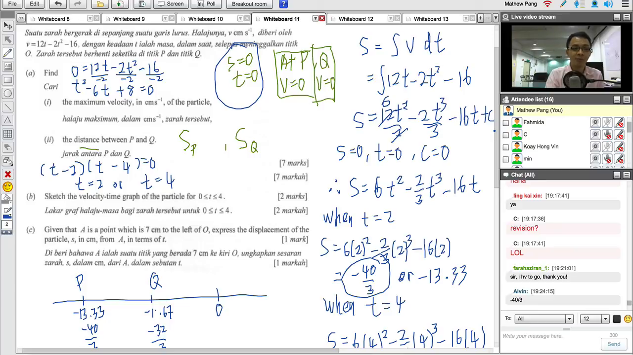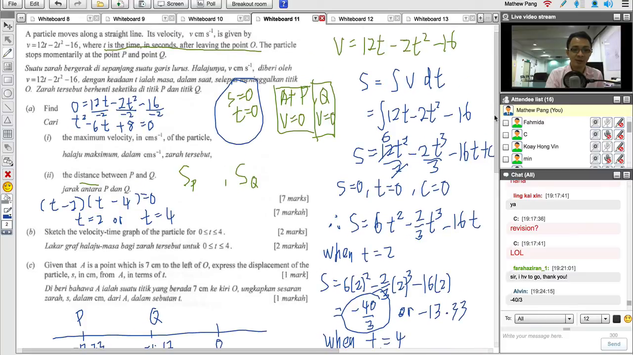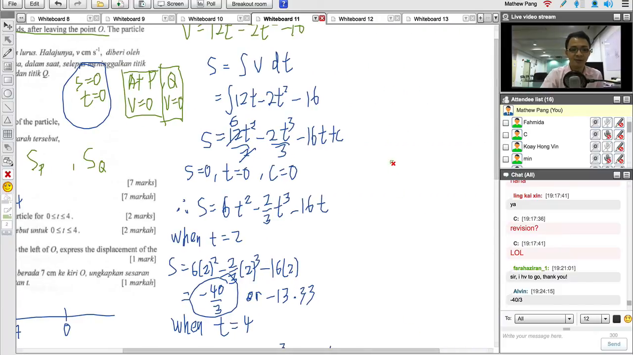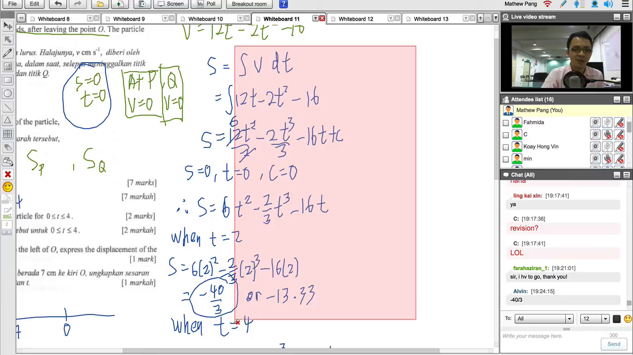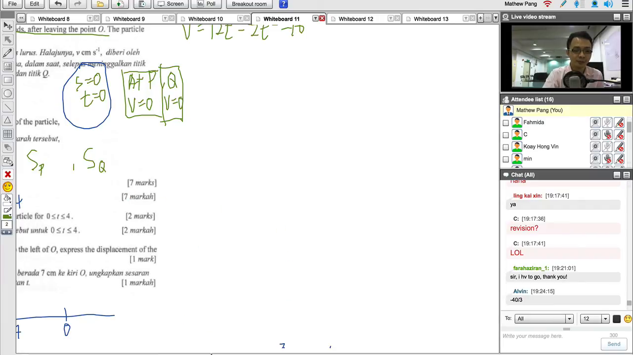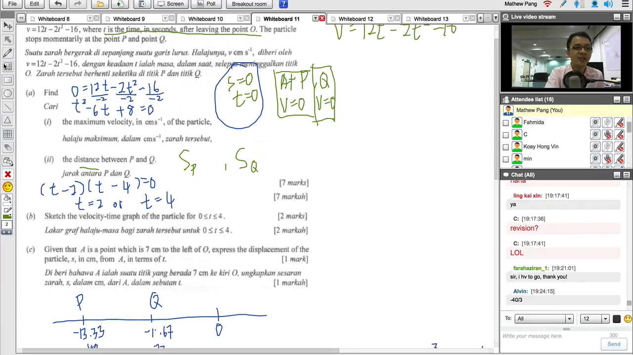Then you got 2 marks to sketch the velocity time graph. So we have to sketch, no choice. So we're going to sketch it together. Let me just erase. I think we do not use this information, so just erase it. For the velocity time graph, before I sketch, I will collect all my information first. Then only I start to sketch.